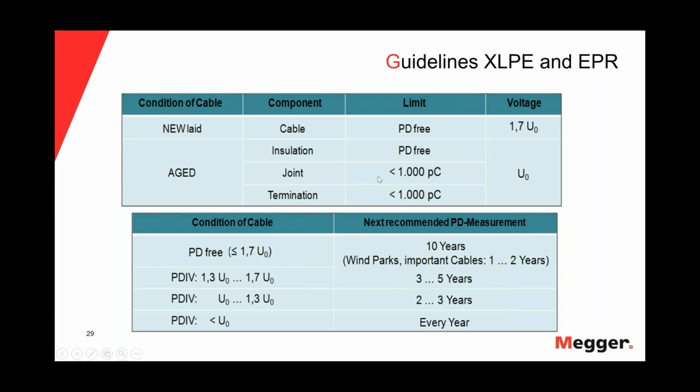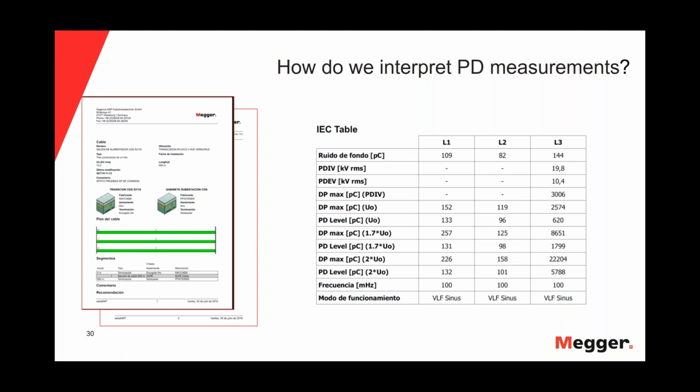For aged cable and the splices, we should have less than 1,000 picocoulombs, and the same for the terminations, less than 1,000 picocoulombs. So we have different guidelines, and we can use them to make a decision after we do a partial discharge test. Once we're done with the partial discharge measurement, we will have a complete report, and we can analyze the report in order to make a decision.